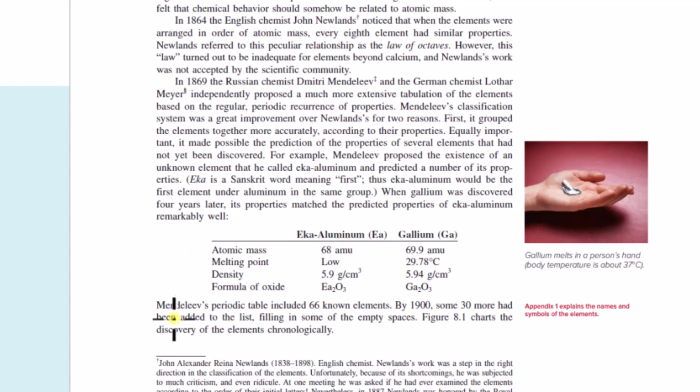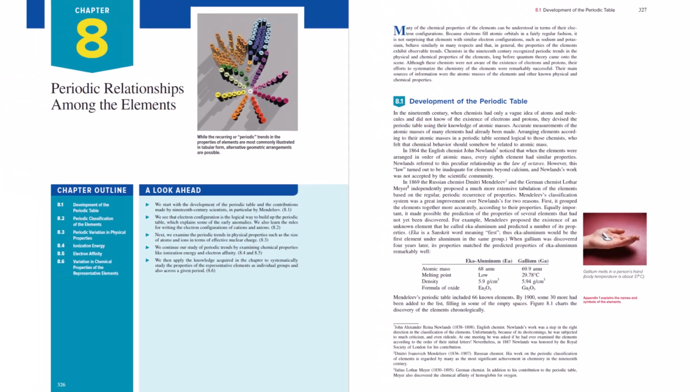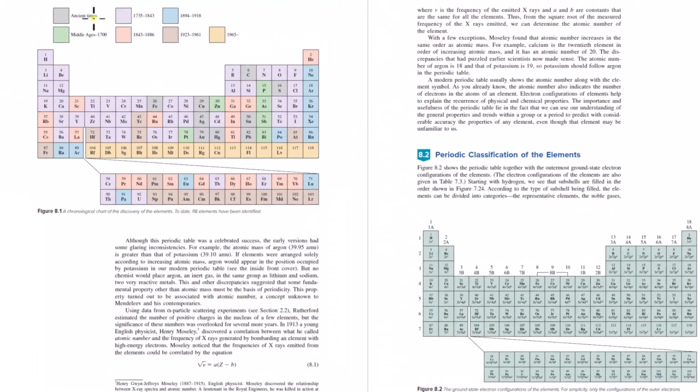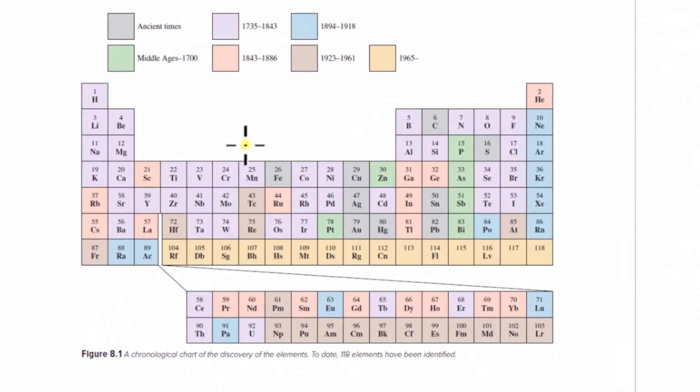Okay, so Mendeleev's periodic table included 66 known elements. By 1900, some 30 more had been added to the list, filling in some of the empty spaces. The figure on the next page charts the discovery of the elements chronologically. Okay. So, yeah, here it shows the color coding is based on when the element was discovered.